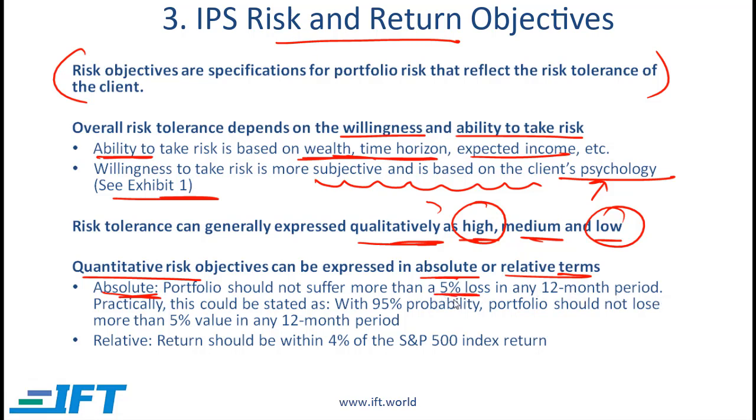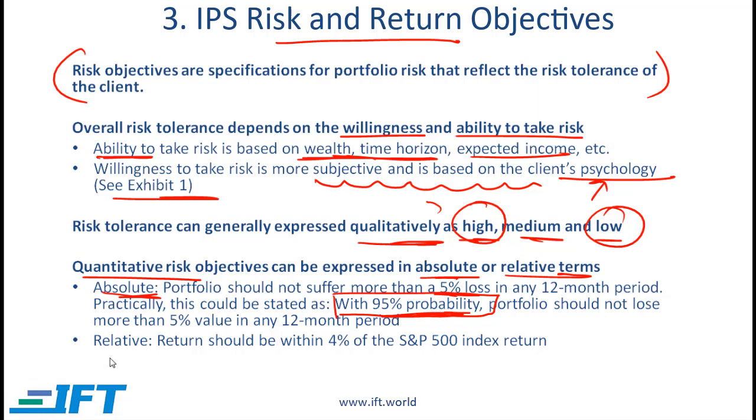By specifying this 5% loss, we are quantifying our risk objective, but this is not very practical because nothing can be guaranteed, so we probably need to make the statement a little more practical, and here is how that might be done. With 95% probability, the portfolio should not lose more than 5% value in any 12-month period. By introducing a probability, we are making the statement more practical.